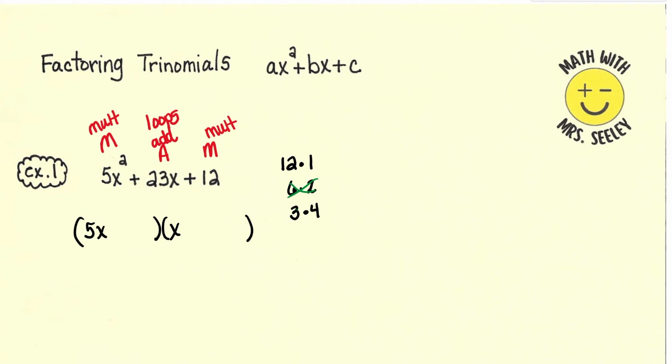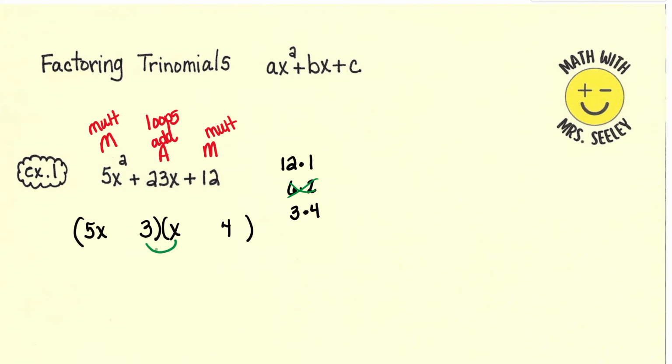Now let's try the 3 and the 4. So I'm going to put 3 here and 4 here. And let's check our loops. If this doesn't work, then we'll just try the 4 and the 3. And if not, we'll go to the 12s and the 1s.